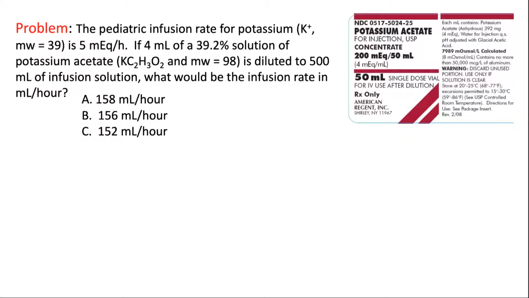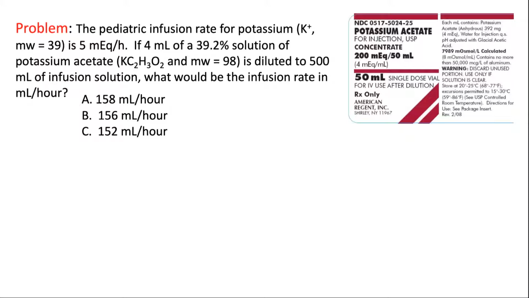That's the bag that we need to infuse at a rate that provides 5 milliequivalents of potassium per hour. Okay? So, confusing. Where do we start? Well, we need to know the number of milliequivalents. Our dosing is based off of milliequivalents of potassium. Okay, that's what determines the rate.